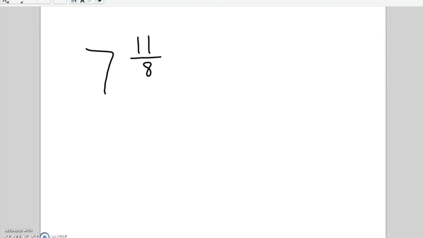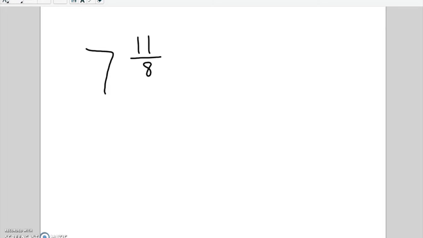All right, welcome to math this morning. Today we will be adding and subtracting mixed numbers. Okay? Remember, a mixed number is a combination of wholes and fractions. That's why it's mixed. A mixture of whole numbers and fractions.